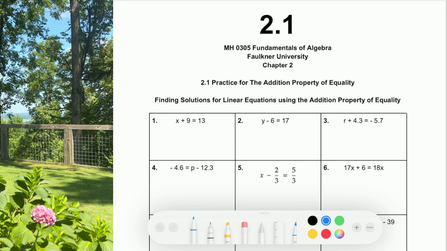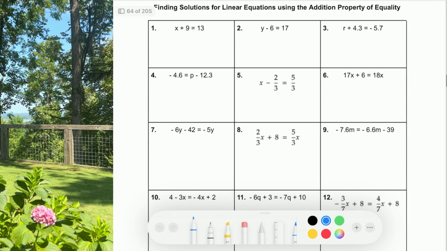Welcome back, students. We will be looking at section 2.1, practice problems for the addition property of equality. Before we get started, just remember the main thing is to keep our problem balanced on both sides. If we do something to one side, we need to do it to the other side when we're solving for the solution. So let's look at number 1.